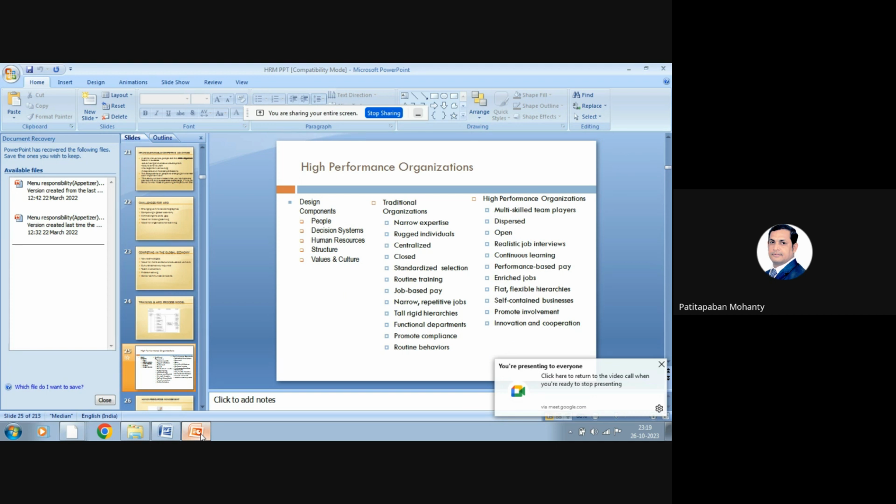What are the high performance organizations? Okay, just mute your mic. What are the high performance organizations? I mean, in terms of your designs, in terms of your, yes, tell me.